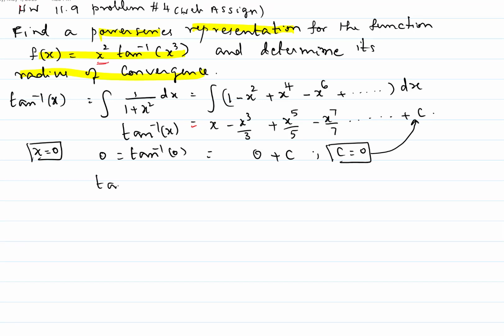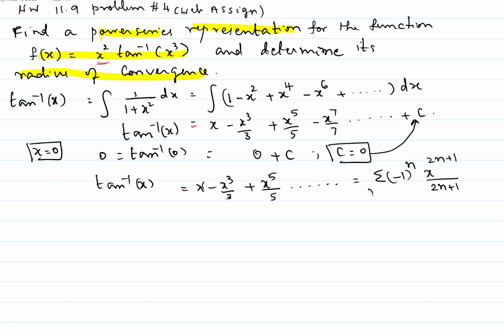So tan inverse of x would become x minus x cube over 3 plus x to the power 5 over 5. The terms are alternately positive and negative, and I notice that all the exponents are odd. So this can be written as negative 1 to the power n, x to the power 2n plus 1 over 2n plus 1. Any odd number can be written as 2n plus 1. So the expansion of tan inverse of x is this expression over here.